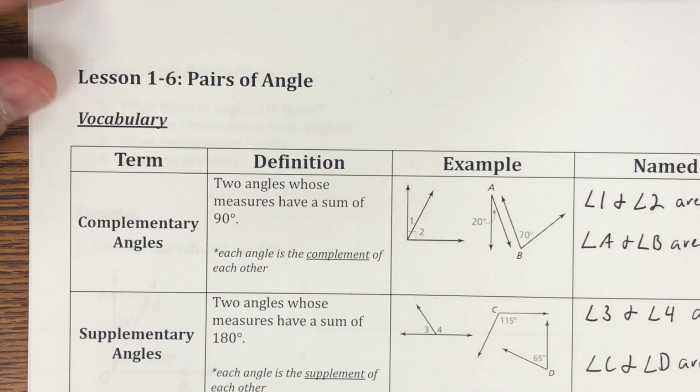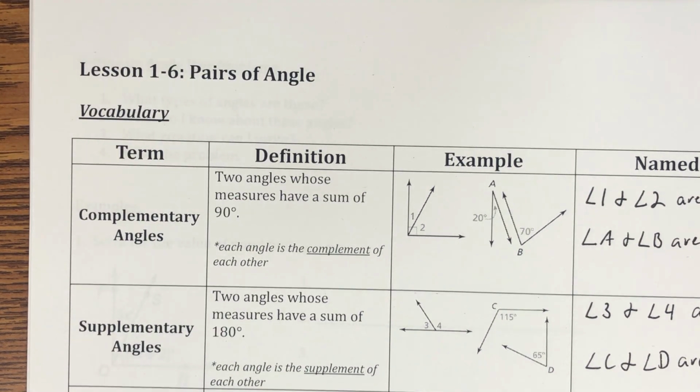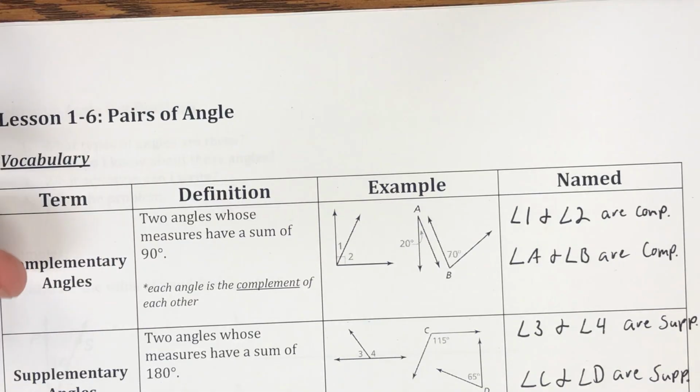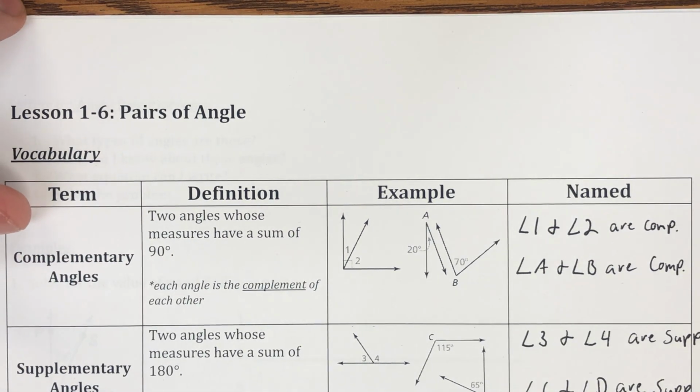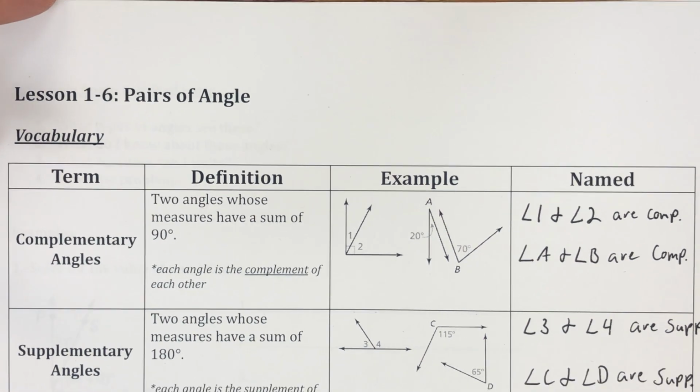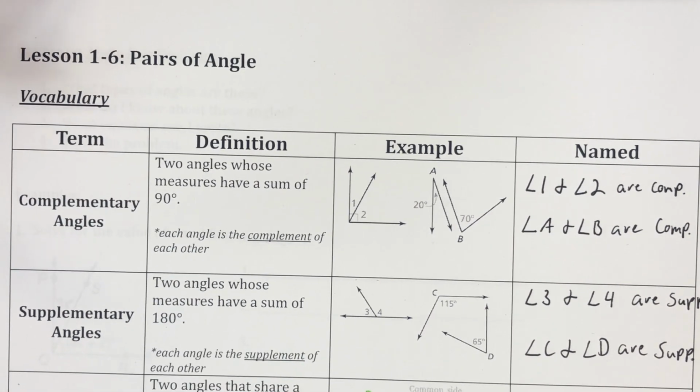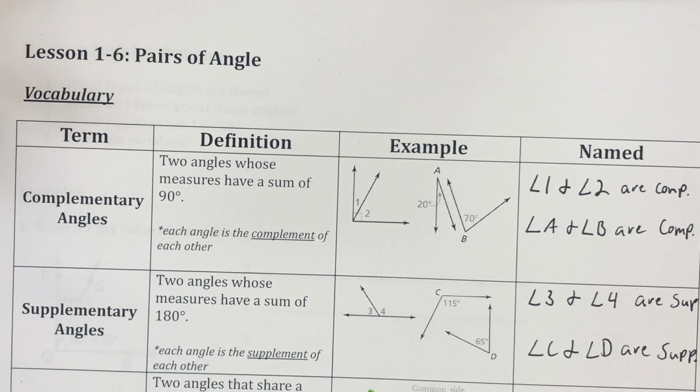Lesson 1.6 in geometry. Our essential question today is how do we use specific angle pairs? I filled in a little of this ahead of time because the naming is fairly straightforward, and a couple of these terms you've probably seen before. The first term is complementary angles: two angles whose measures add up to 90 degrees.